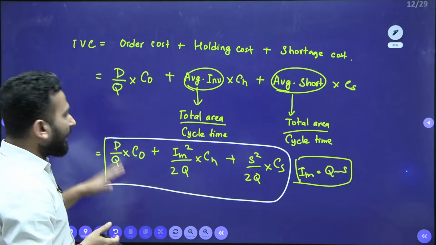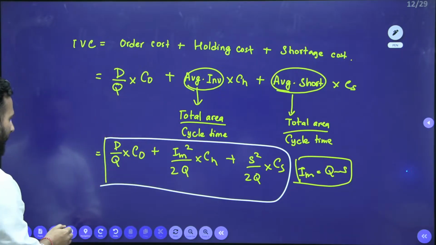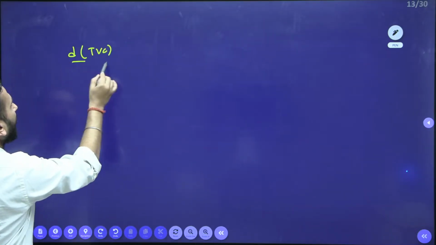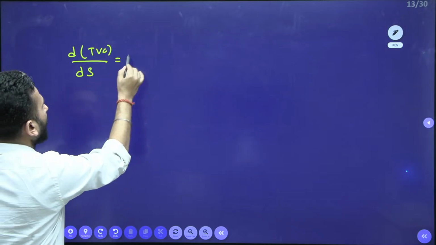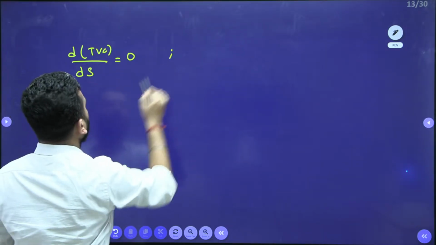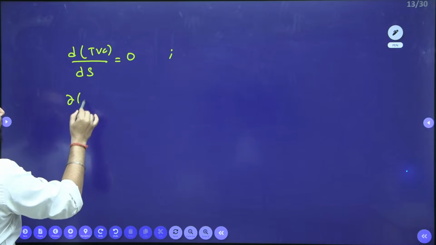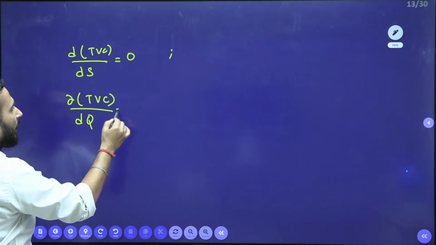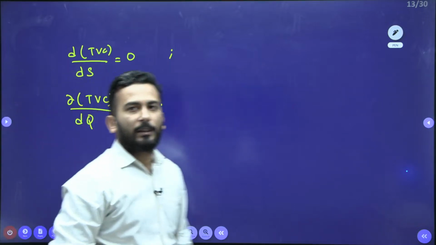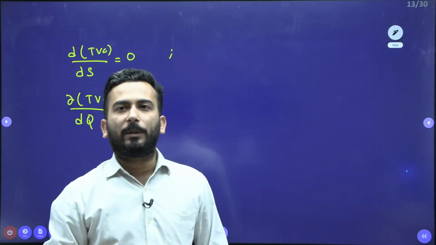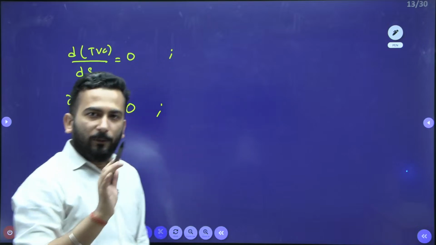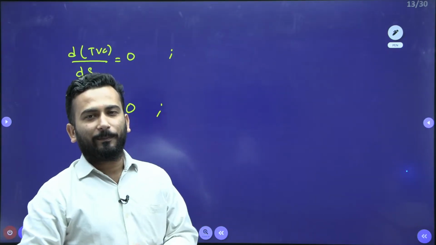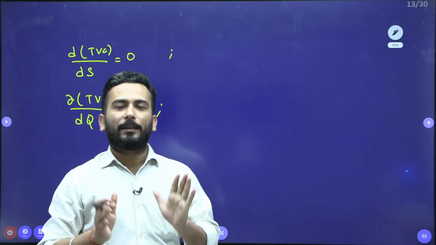And if you differentiate this, now my dear friends, you have to differentiate the total variable cost with respect to S, put it equal to 0, and differentiate the total variable cost with respect to Q, put it equal to 0. Two variables, two times differentiation. And when you differentiate finally, that result you will be remembering. Getting or not? That final result you will be remembering.